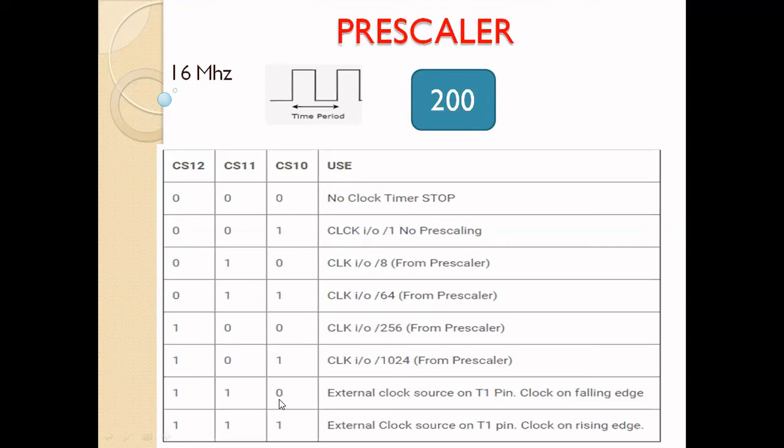If you use 110, it will select the external clock source. 111 also means external clock source. Here, clock on falling edge, clock on rising edge. Now assume that the value here is 200. Falling edge means from high to low; during that time this value will get incremented. Rising edge means from low to high; this value will get incremented.